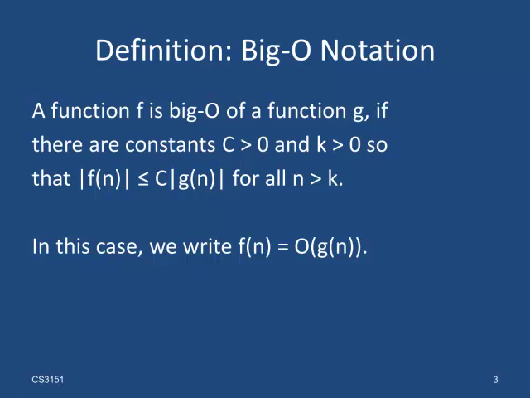The definition says there must exist two positive constants, c and k, such that the absolute value of f of n is less than or equal to c times the absolute value of g of n for all n greater than k. In other words, if we can multiply g with the constant c, possibly a very large constant, such that c times the absolute value of g of n is greater than or equal to the absolute value of f of n for sufficiently large values n, then f of n is O of g of n.